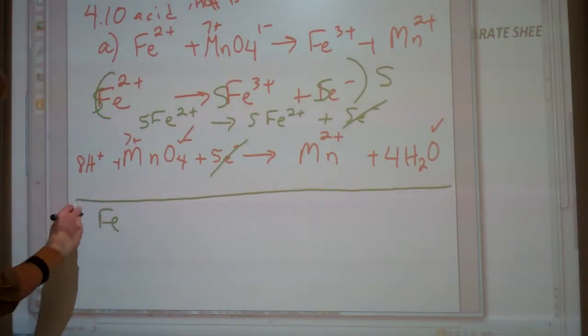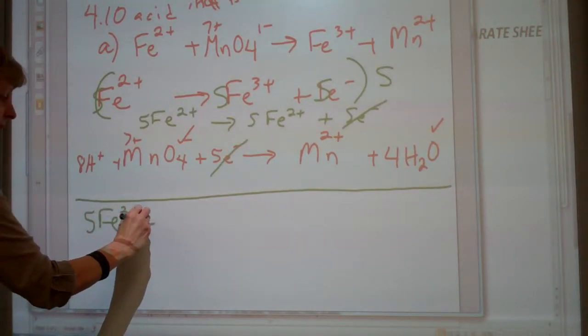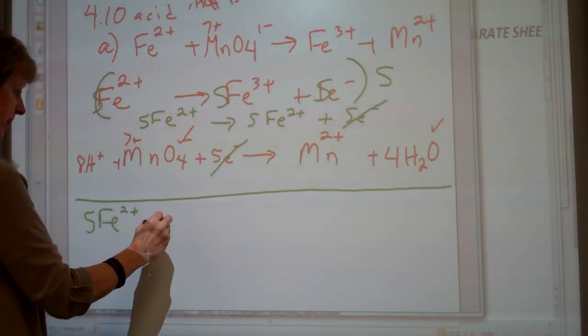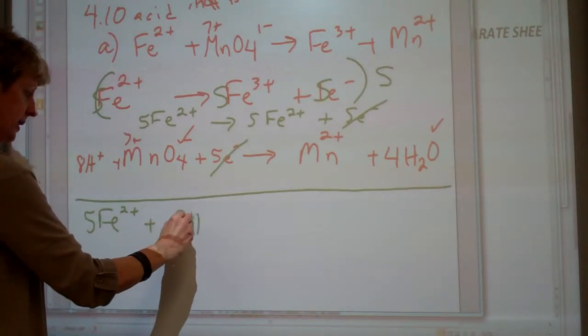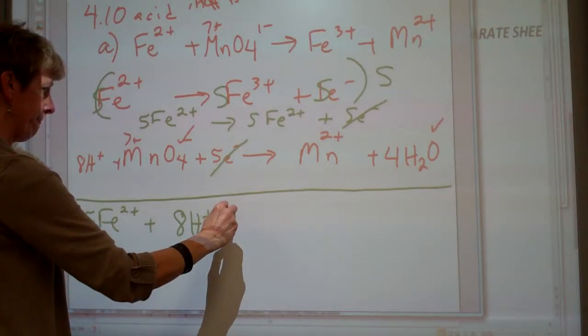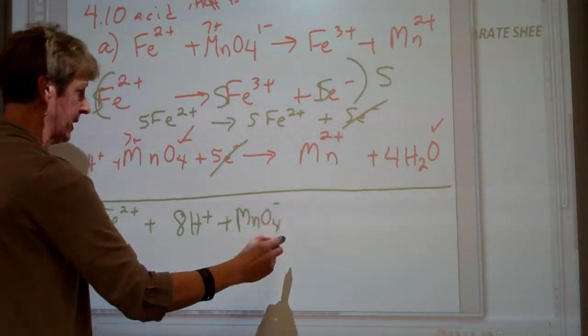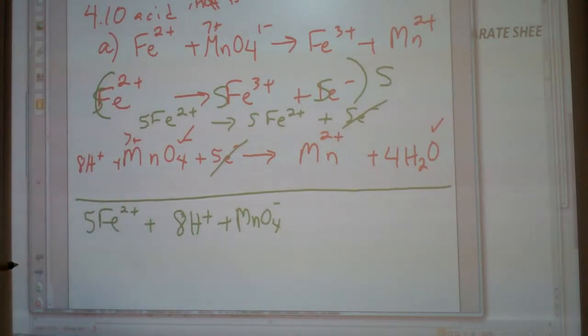Alright, 5. 5. And what was its charge? Don't lose the charge. 2 plus. What else? How many? And they were charges. And what else? Good. Permanganate. And it did have a charge, just one of them, right?